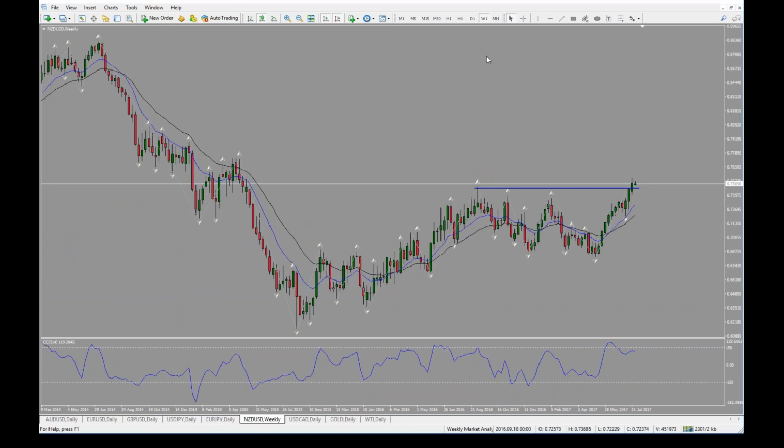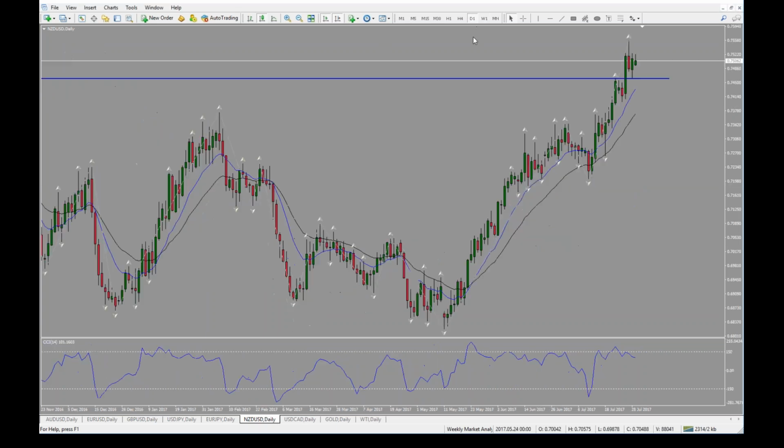Okay, let me just have a quick look. Kiwi dollar broke. We talked about multi-year highs. We broke that high, so it's been a long time since the Kiwi dollar's been this high. We've got to go back a couple of years for it. We are at a critical level in the sense that it's a 75 level.